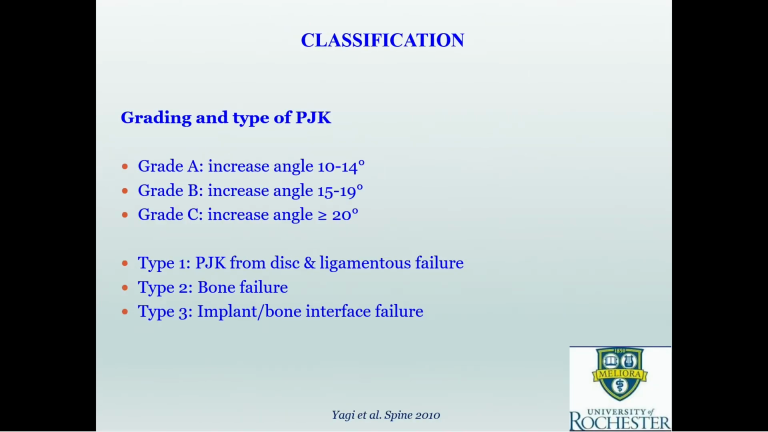There have been some attempts to classify PJK. This is from the group at HSS, with the classification using the grade of the curve and also the type of curve. Grading just looks at the angle, with grade A, B, and C looking at the severity of the angle. The type of failure looks at whether it is a soft tissue or ligamentous failure, a bone failure, or a hardware and bony failure combined.